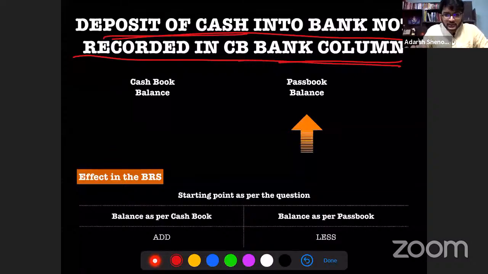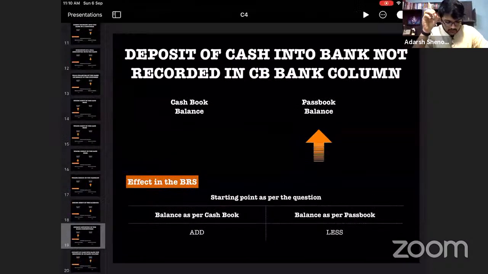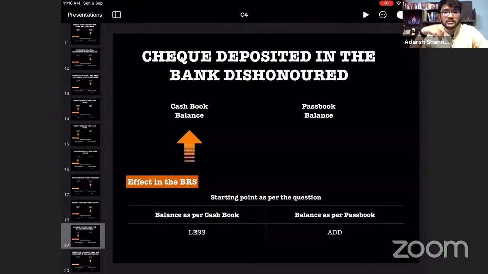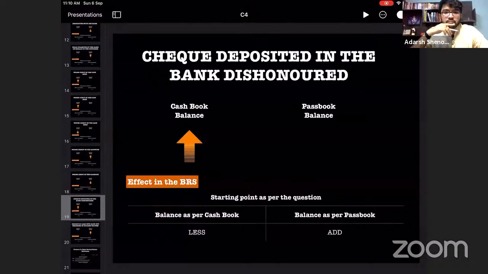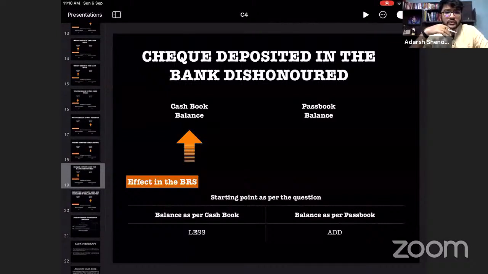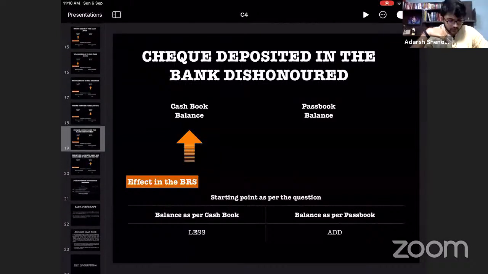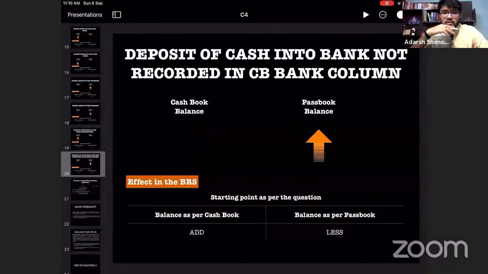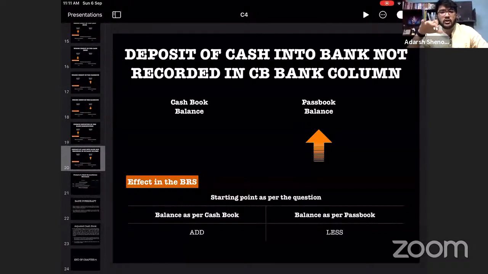Now my question is, the previous one and this one, is this an error or is this a timing difference? Is this a timing difference or error? It is an error. Wonderful. What about this? This also is an error. You did not record it. Both of these are errors in the cash book.